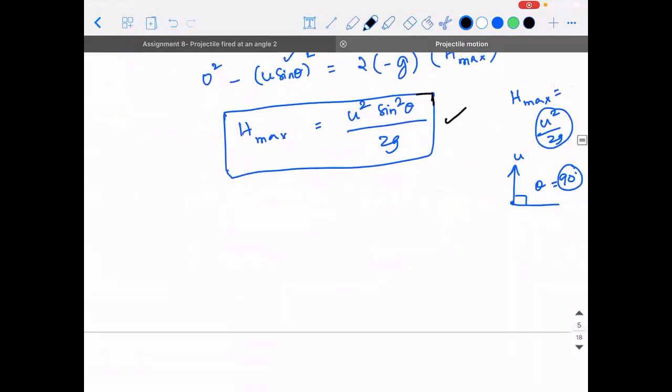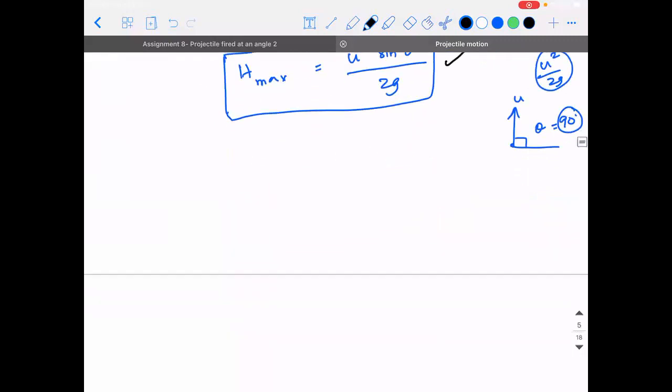Any doubt from yesterday's concept? Is there anything that you didn't understand? Can I assume things were clear? Yes, sir. Okay. Next, we will calculate the formula for time of flight. So let us look at the equations, okay?